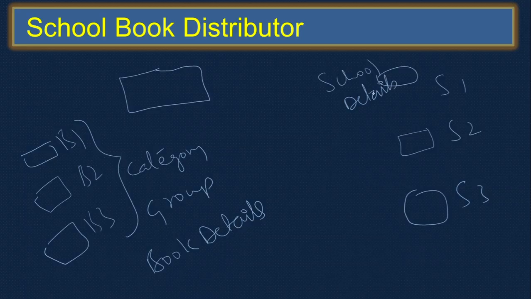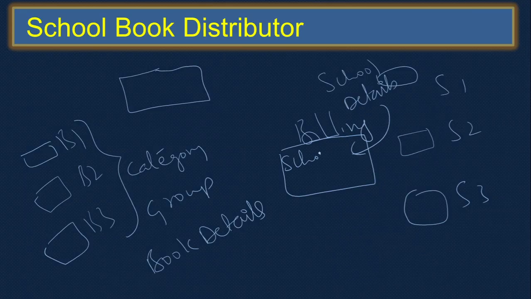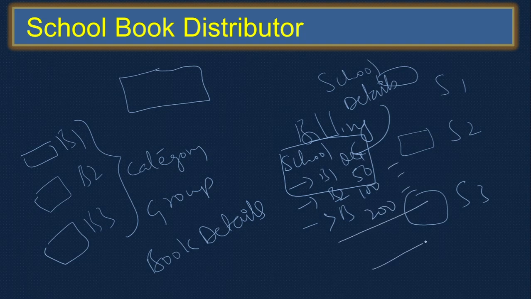Once you have books and schools, then naturally, based on the request, we can make the billing. We can select the school for which we are doing the bill, and then list the books: book 1, book 2, book 3, and also enter the quantity, how many of each. Here it is 50, here 100, here 200. Then the total has to be calculated and the total amount has to come. So this is very important.